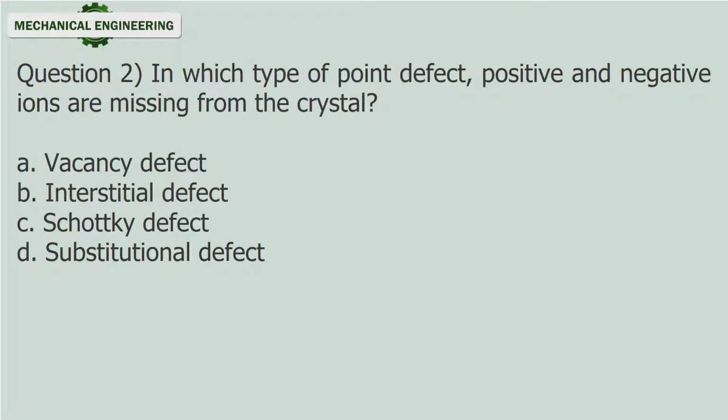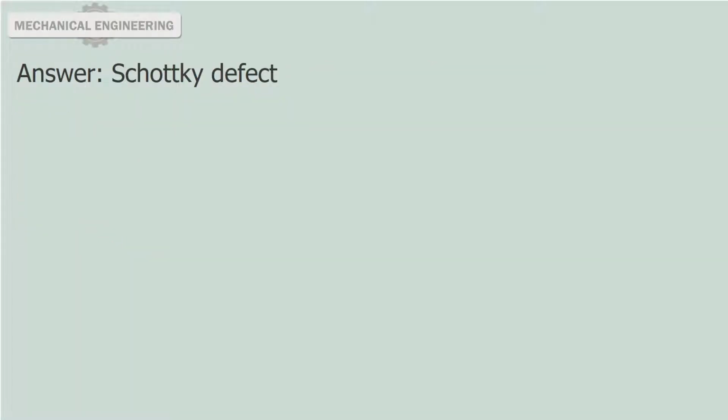Question 2. In which type of point defect, positive and negative ions are missing from the crystal? A. Vacancy defect, B. Interstitial defect, C. Schottky defect, D. Substitutional defect. Answer: Schottky defect.